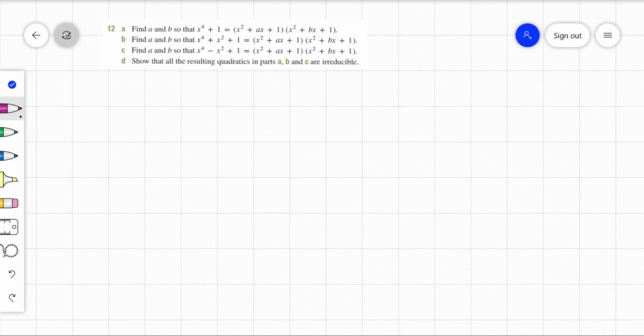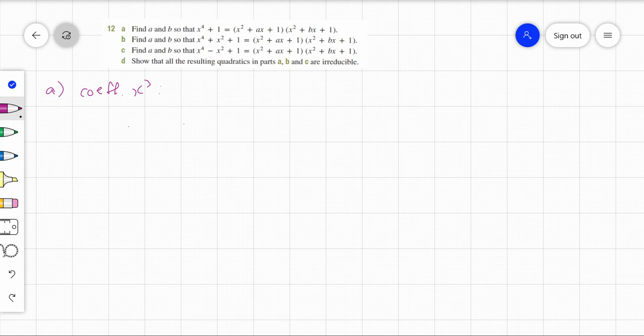All right, we're just going to do maybe A and C of this one. So we've got x to the power of 4 plus 1 equals, and you've got those two brackets. If I'm looking at A, if I need to find a and b, what I can do is just have a look at different coefficients.